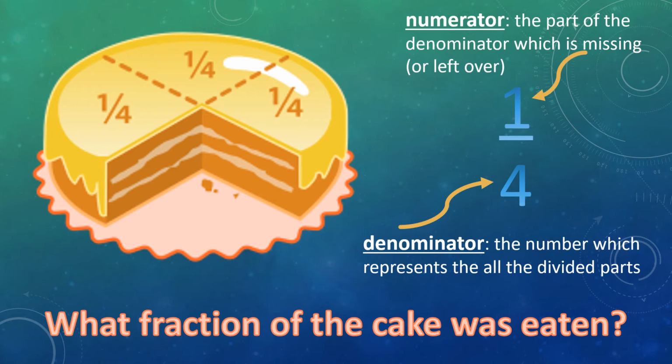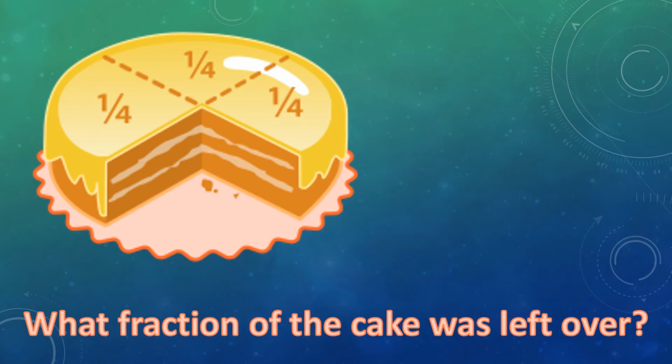So to understand this a little further, let's talk about those other pieces. What fraction of the cake was left over? Now we've heard the words numerator and denominator, and maybe we kind of get it, but maybe we kind of don't. And that's okay. We're learning new things, and it's okay to be confused.